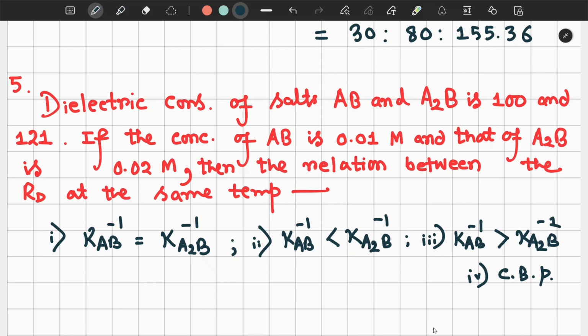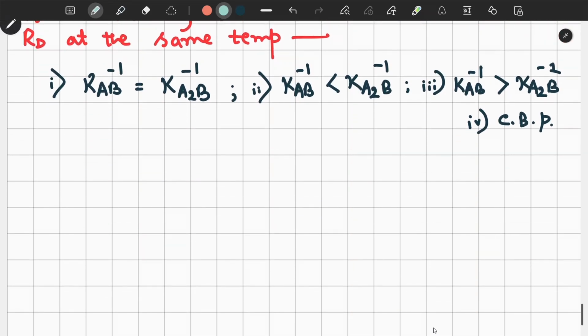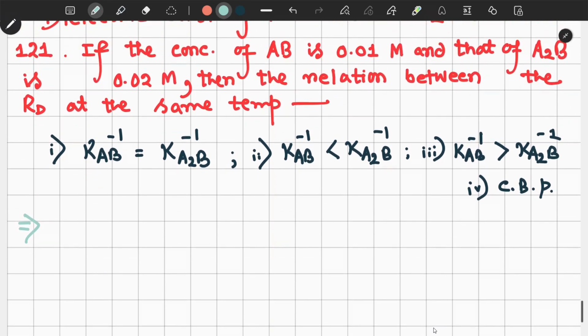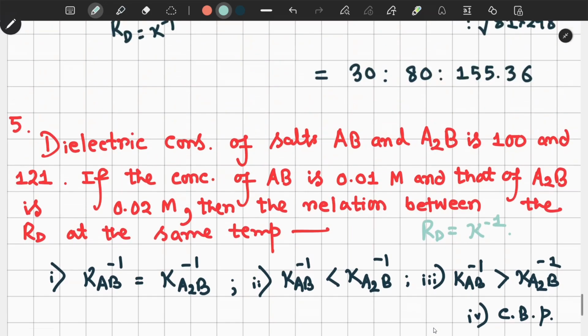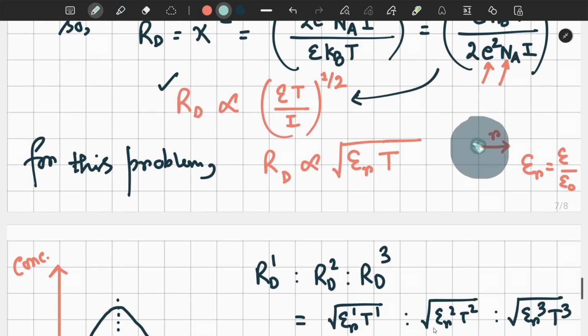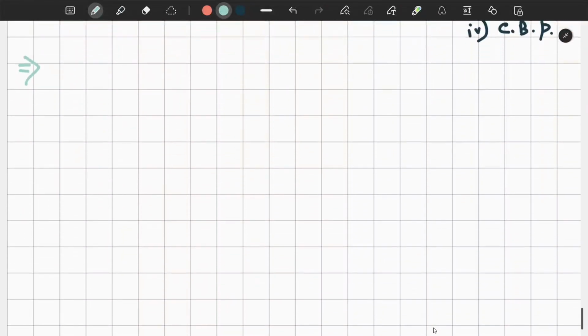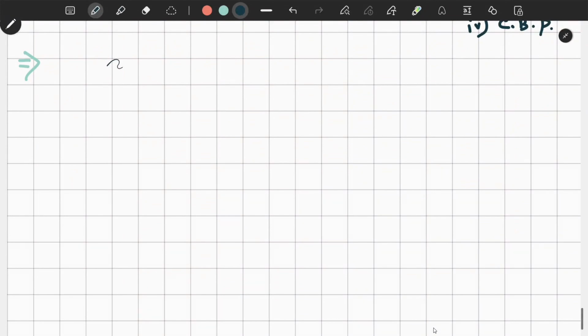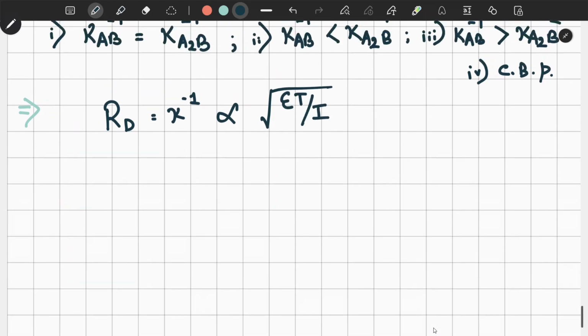AB is greater than A2B. And for it, RD is greater for A2B. No, RD is the same. RD and kappa also same. RD is kappa inverse. K is not important. Directly, you have to remember this RD. RD is kappa inverse. So we know that RD, that is the kappa inverse, is proportional to root over Et by I. But here it is the same temperature.